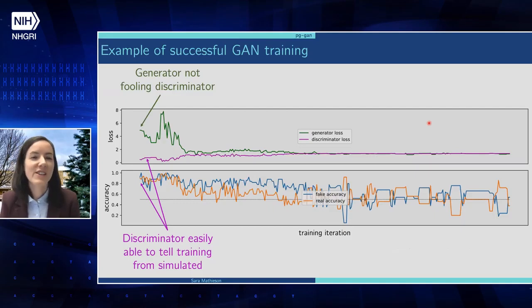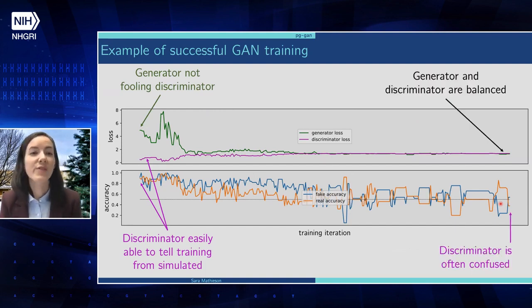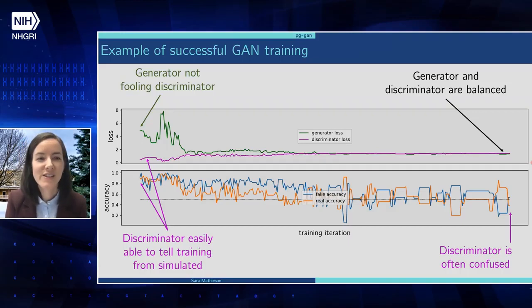In contrast, looking at examples of successful training, we see that in the beginning, usually the discriminator is very accurate, and then it reduces its accuracy over time to around 50%. And then at the end, it's really often confused, and even though there's some back and forth, it's typically not able to really accurately determine real or simulated. And at the end, the losses are balanced, meaning that the generator and the discriminator are both really working hard to do their jobs.